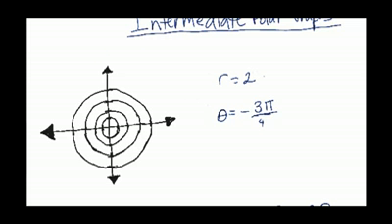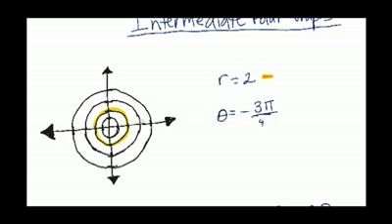Let's look at r equals 2. r equals 2 is going to be a circle with a radius of 2, so going out 1, 2, right here. Then theta equals negative 3 pi over 4.